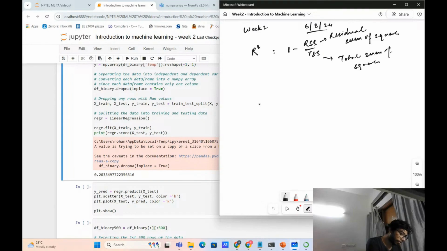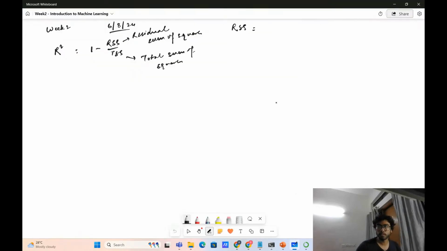Okay, and how do we calculate RSS? You sum over all the observations, take the difference between the observed value and the predicted value, and then square it. This is very similar to the cost function, but you will see that we don't have any 1 by 2m factor or anything like that. So this is the residual sum of squares.